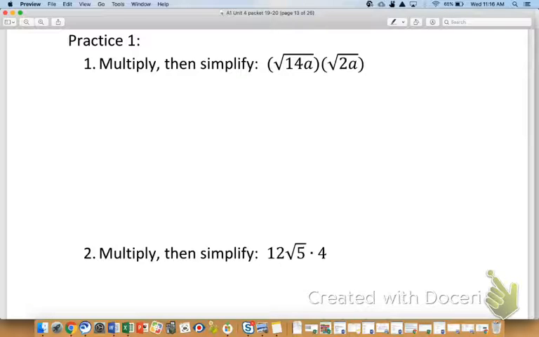Number one. So guys, look at your paper, look at my screen, they should match. Number one should be square root of 14a times the square root of 2a.